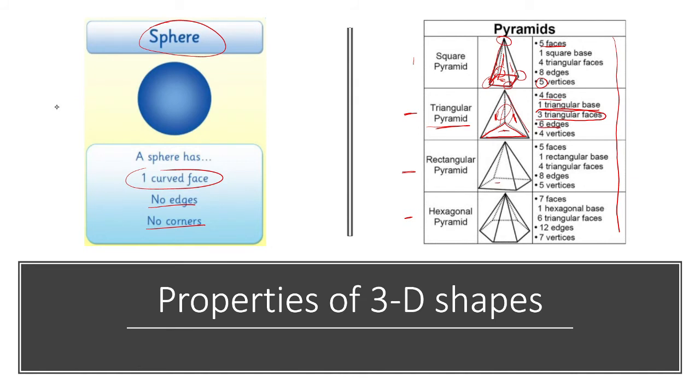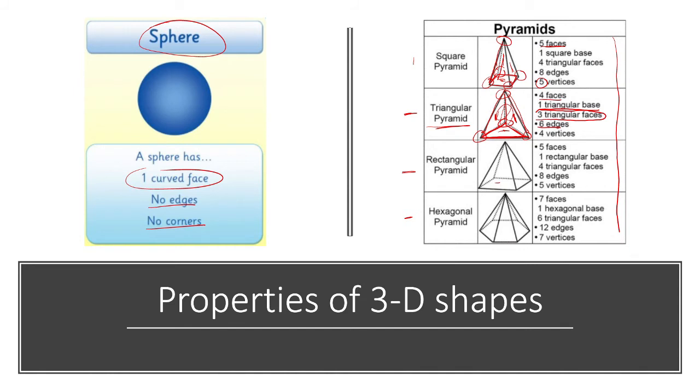6 edges. Edges means the sides here. 1, 2, 3, 4, 5, and 6. And then it says 4 vertices: 1, 2, 3, and that corner makes 4 vertices. So those are the properties of your triangular pyramid.